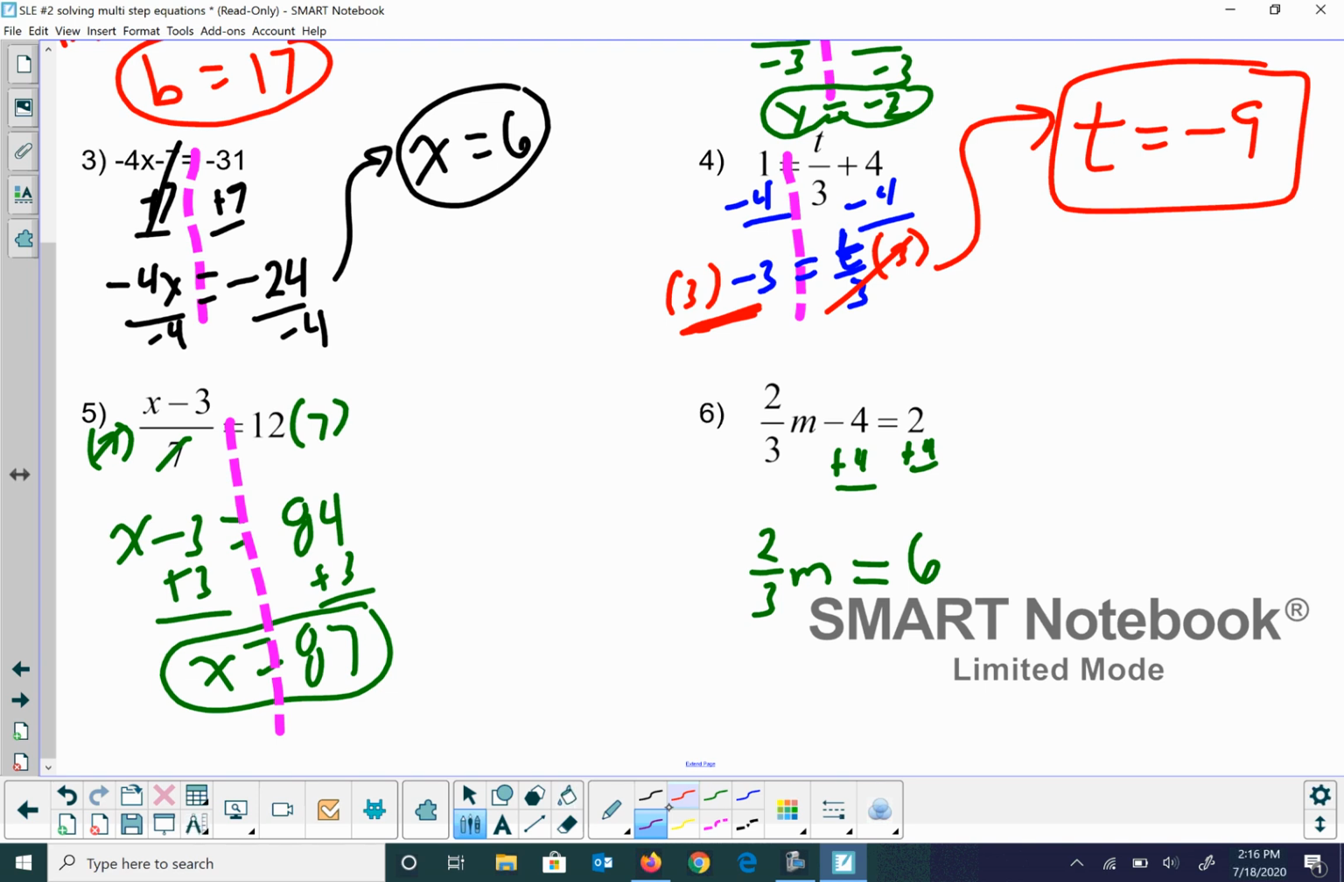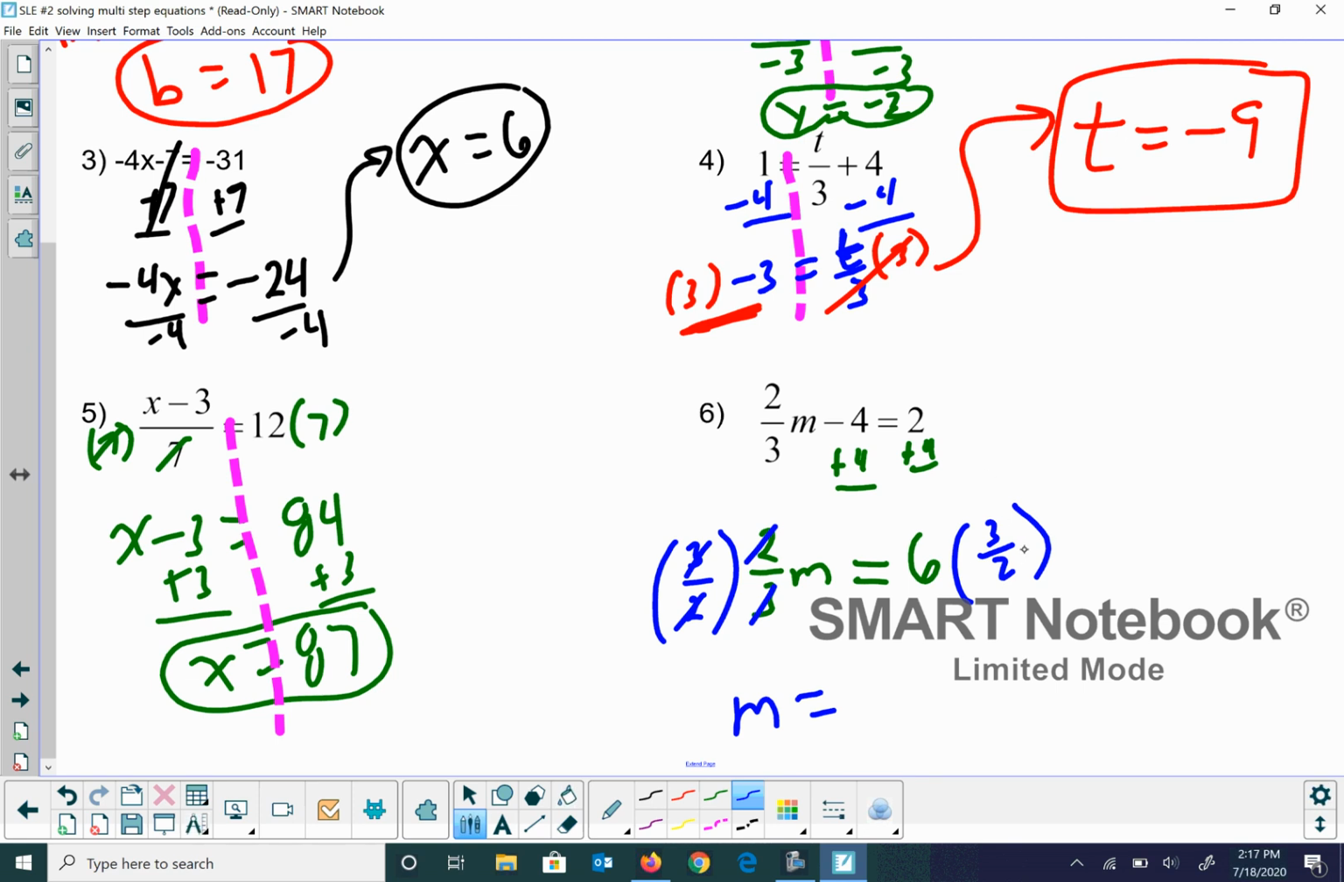2/3 m. What do you think? This is kind of a combination problem. 2 is being multiplied times m, and it's also being divided by 3. So 2/3 is a fraction. So if you want to get rid of a fraction that's being multiplied times a number, you're going to do something called the reciprocal, which means you're going to flip the fraction over. You're going to multiply both sides by the exact same thing. So this 3 cancels this 3, this 2 cancels this 2, and I'm left with m equals 6 times 3 halves.